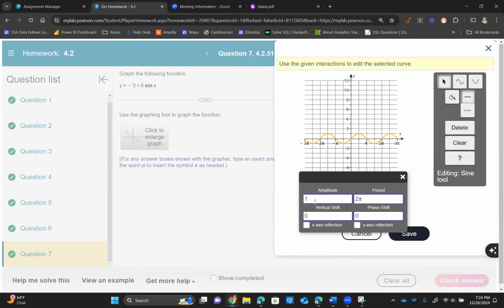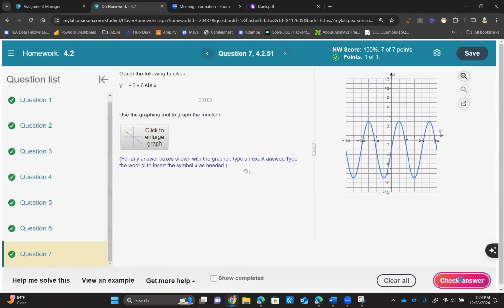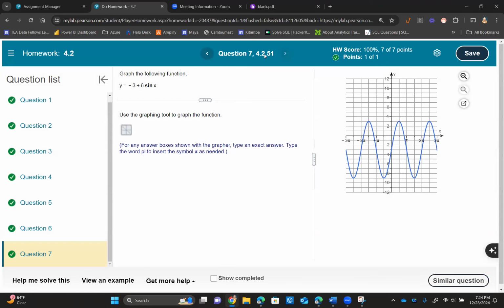Amplitude is, because we have 6 sine of x, amplitude is just 6. I'm going to erase this 1, and I'm going to put 6 for amplitude. Because we have just sine of x, 1x, so period stays as 2 pi, because 2 pi divided by 1 is still 2 pi. And then the vertical shift is 3 units down, so I'm going to put -3 as the vertical shift. So we're moving it 3 units down, and the graph automatically changes. Here we don't have any phase shift. I'm going to close this window and then save this. And then when I check my answer, it will mark it right. And this is going to finalize this section 4.2.